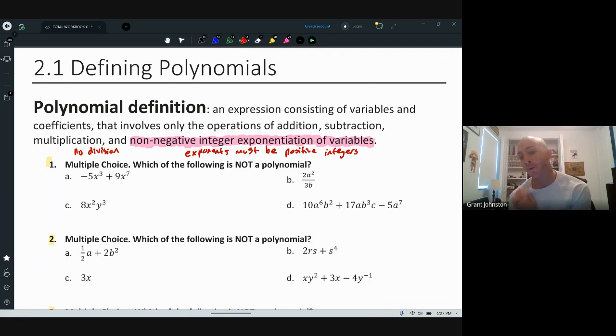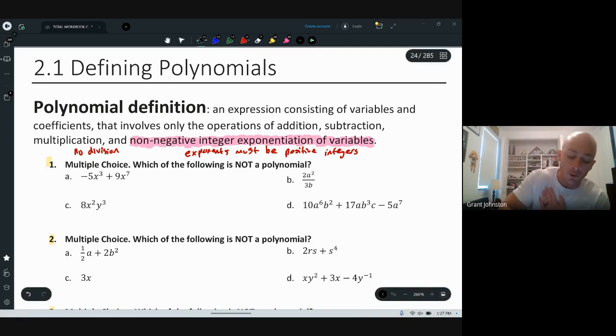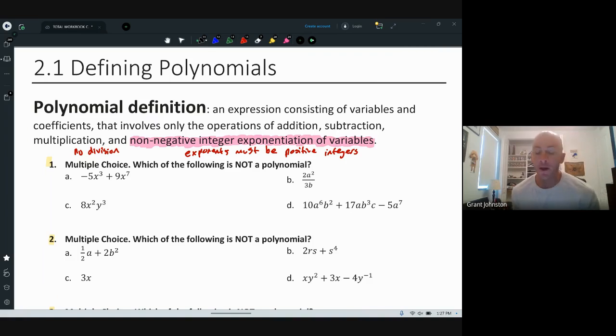Okay, so let me do a few of the multiple choice here. These multiple choice questions say, which of the following is not a polynomial? So the answer here would be B, because we see that division. We have 2a to the second divided by 3b. That's not considered a polynomial. It needs to be written like the other ones show.